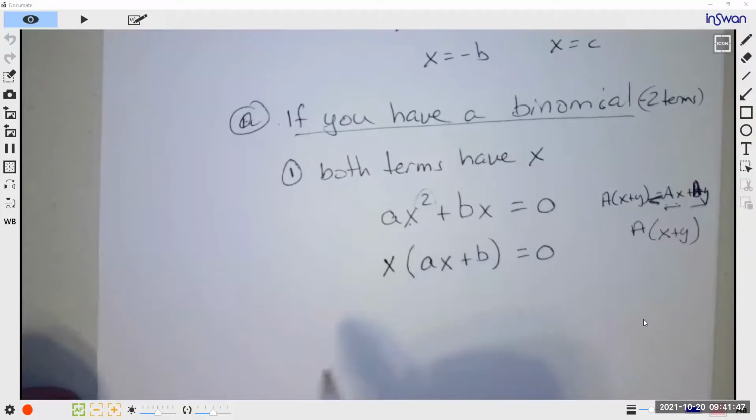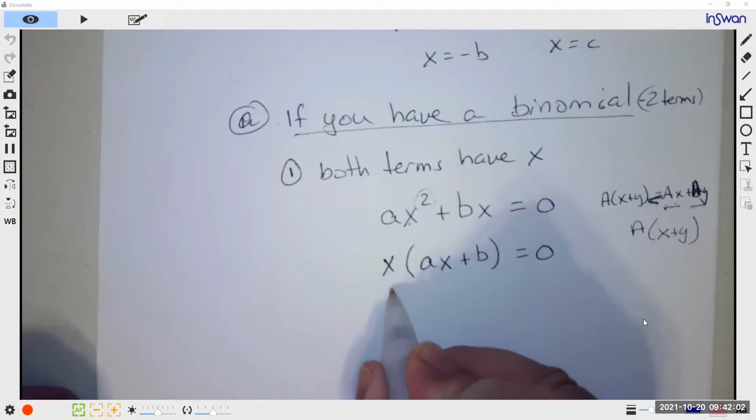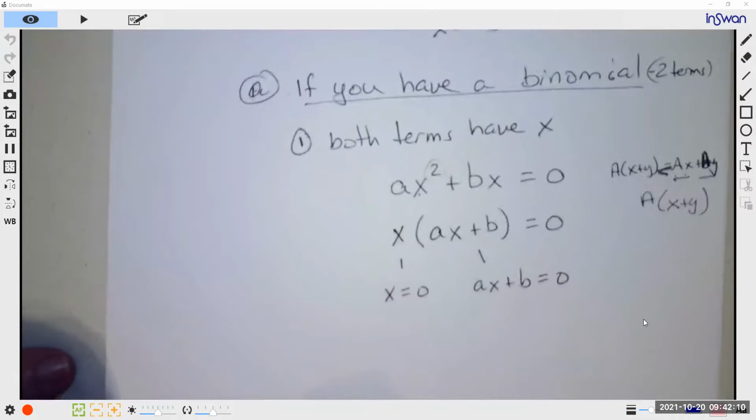Whenever you factor, always test to see if your factor is correct. Multiply. X times AX is AX squared. X times B is BX. You have to make sure, because if not, then you did something wrong. Then from there, set both of these terms equal to 0 and solve them.